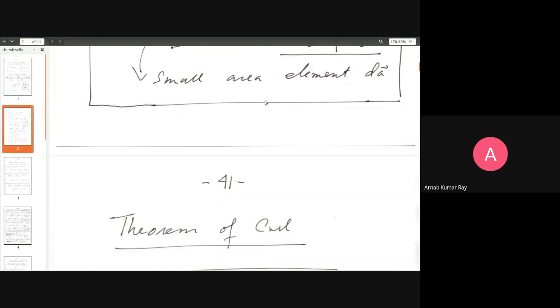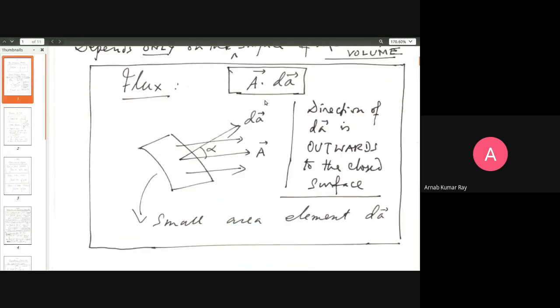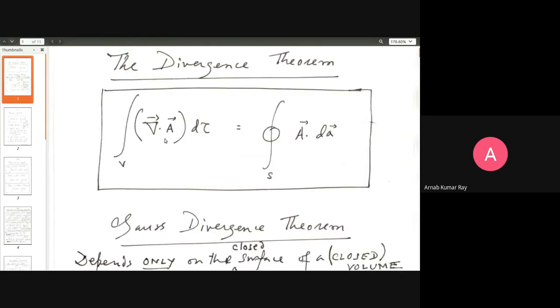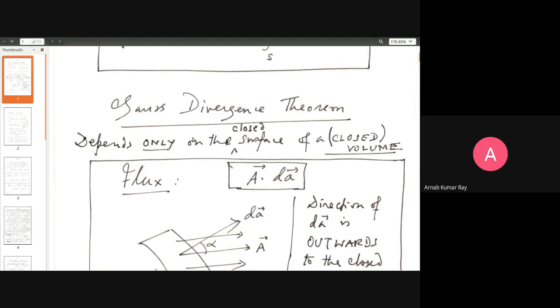I'll now go to the third vector theorem. There are three ways in which you can apply the vector differential operator. One way is to apply it on a scalar, the gradient of phi. Then with a vector, there are two ways to apply. What are the two ways? One is the divergence way and the other is the curl way. We have just finished discussing the divergence way. Now we shall have to worry about the curl way.